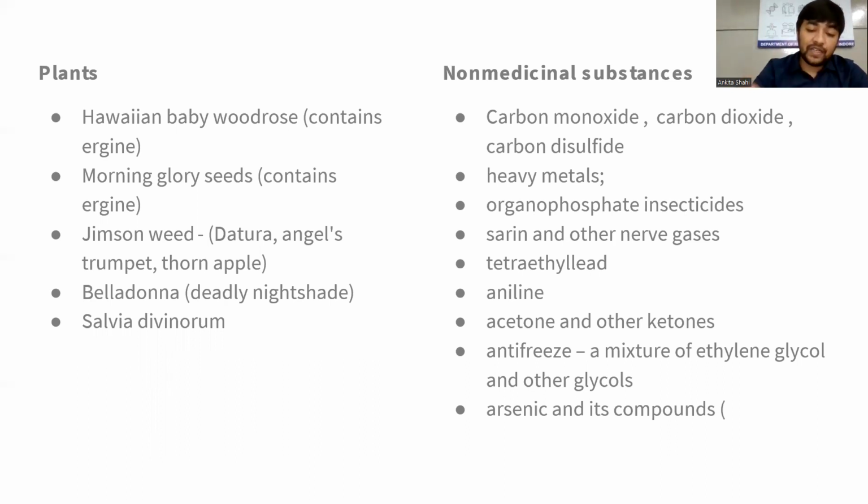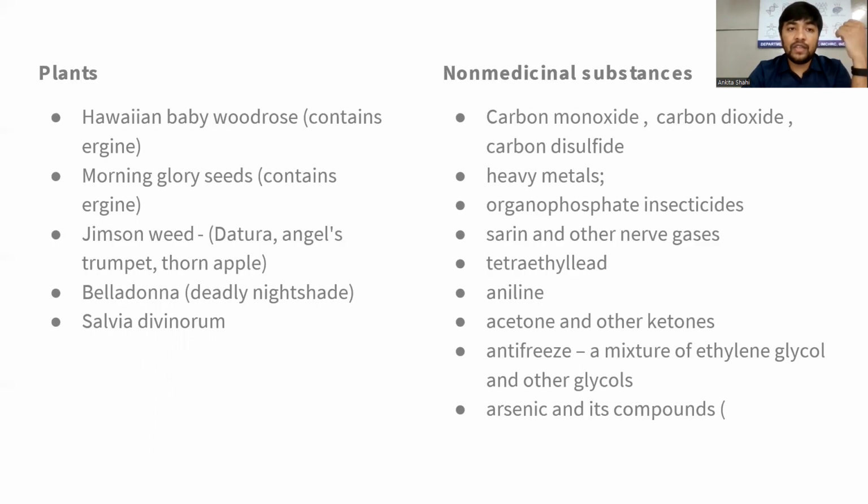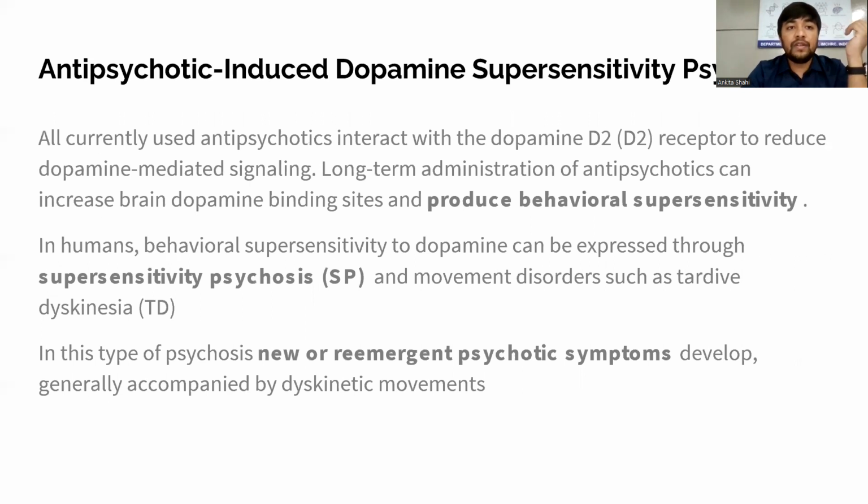So it's not necessary for a person to have psychosis in relation to a certain substance. There is a wide array of substances in which there have been reports regarding psychosis. So somebody who comes with heavy metal poisoning and having psychosis might be due to that. It's just the clinical suspicion and knowing the possibility that this can happen that is enough. So now coming to antipsychotic induced dopamine supersensitivity psychosis.